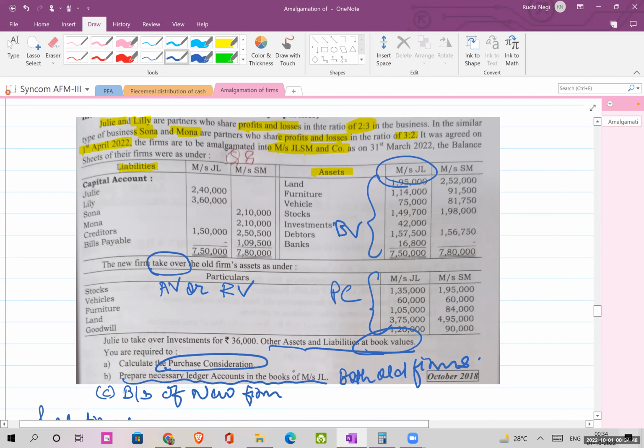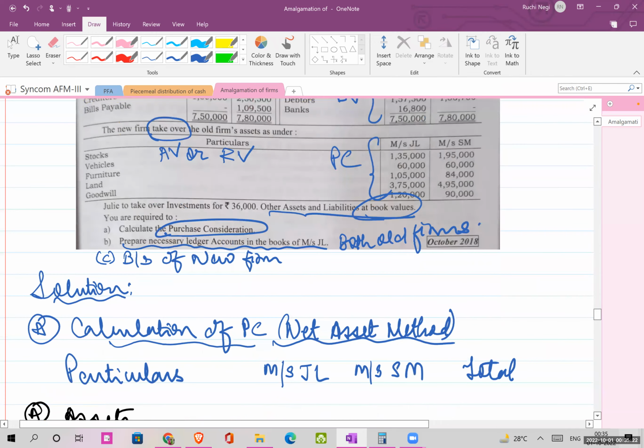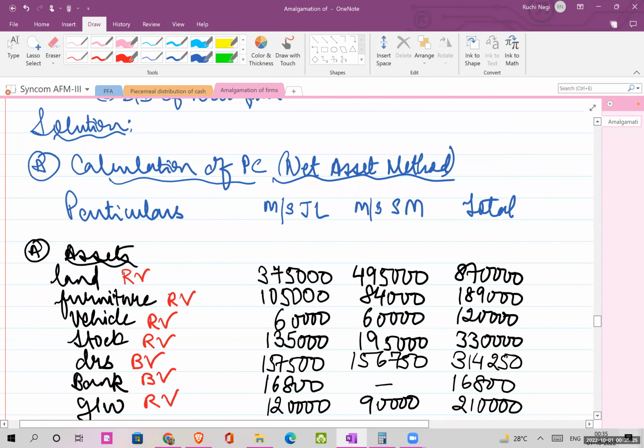Okay, so three things I will be teaching: calculating PC, and preparing necessary ledgers in both the books, मतलब old firms. अब मेरे पास दो old firms हैं ना, एक ये और एक ये, और हम balance sheet भी बनाएंगे new firm का. ठीक है. सो याद रखना, पहला step होगा to transfer assets, second step होगा to transfer liabilities, third step होगा to record PC, purchase consideration. ठीक है. सो सबसे पहले हम PC calculate करेंगे. Okay, let's calculate PC.